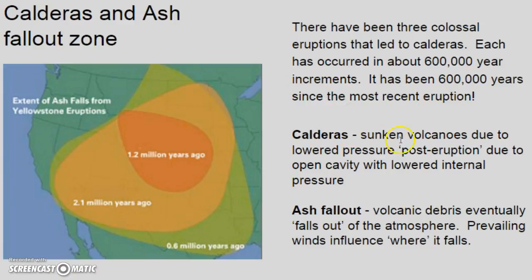So what is a caldera? Well, a caldera is a sunken volcano, right? Due to the lowered pressure after the eruption, due to the open cavity that has lower internal pressure. In other words, it's no longer able to hold up the material above it when it has an empty magma chamber after the eruption. The ash fallout is the volcanic debris that eventually falls out of the atmosphere. Prevailing winds influence where it falls. So you can see where these have fallen. It's not only in its own area, but it falls out in the direction of the prevailing winds.